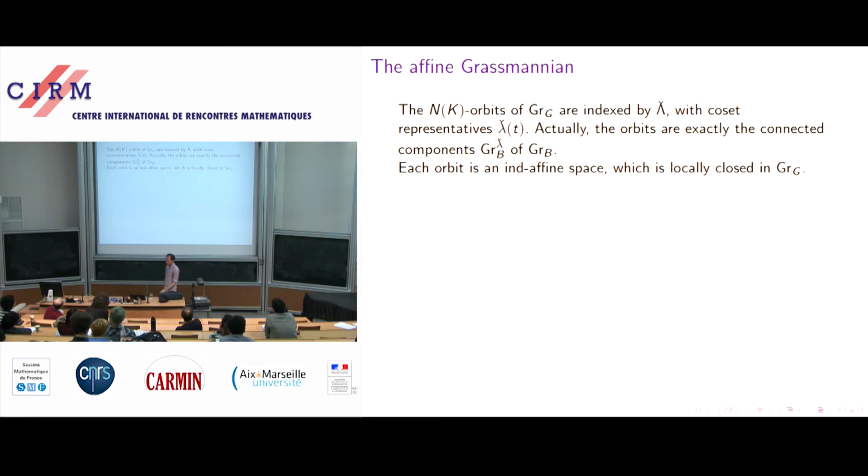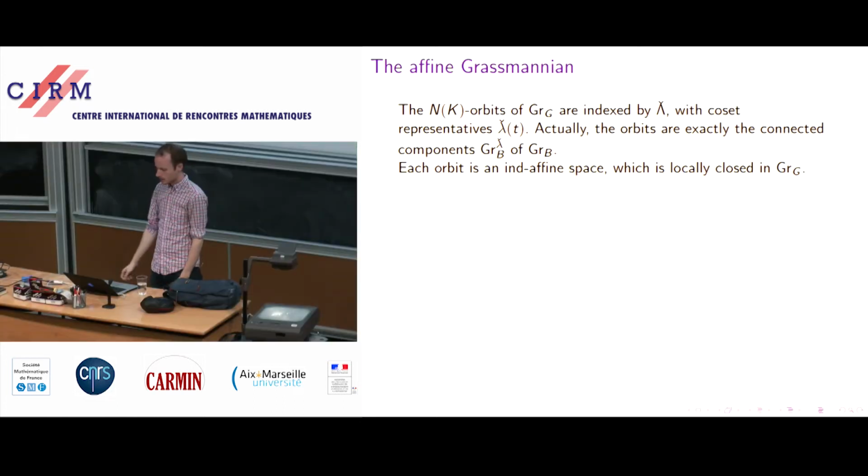the first thing you do is you consider the N(K) orbits. So these are indexed exactly by the co-weights. And in fact, what's really going on is the map from the affine Grassmannian for B to the affine Grassmannian for G is an isomorphism on k points. But it realizes the affine Grassmannian now as a union of these infinite dimensional affine spaces. So they're very different at a scheme-theoretic level.